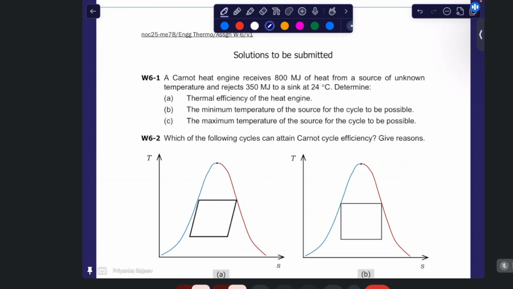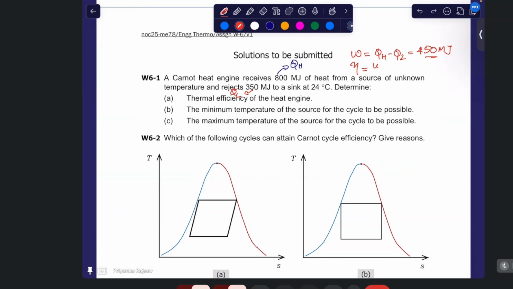Nice. So they have given what all. It is receiving heat, QH is given. This is QL. Now work done, we can find, work done equals QH minus QL. You can find it like 800 minus 350, that is 450 megajoule. Then thermal efficiency is what?